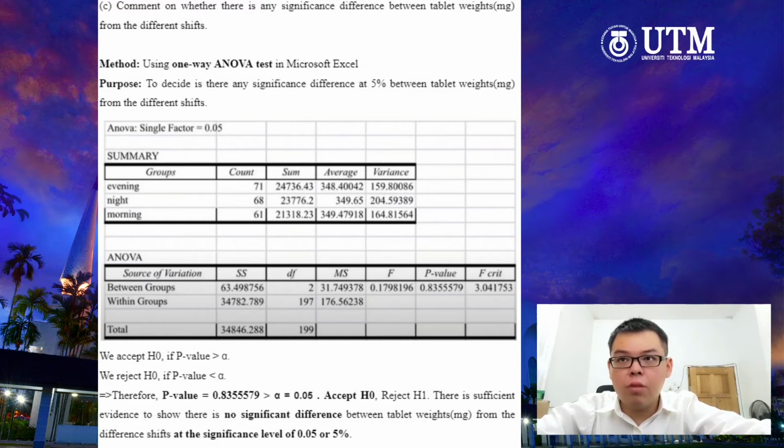We accept the null hypothesis if the P value is greater than alpha 0.05, and we reject H0, the null hypothesis, otherwise. In this conclusion, our P value is 0.8355579, which is greater than the significance level of 0.05. Therefore, we accept the null hypothesis H0 and reject H1. There is sufficient evidence to show there is no significant difference between tablet weights from the different shifts at the significance level of 0.05 or 5%. Thank you.